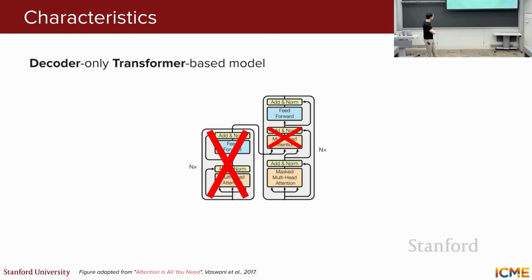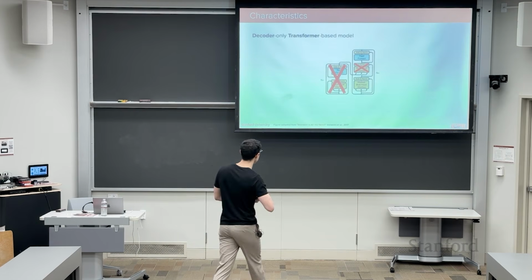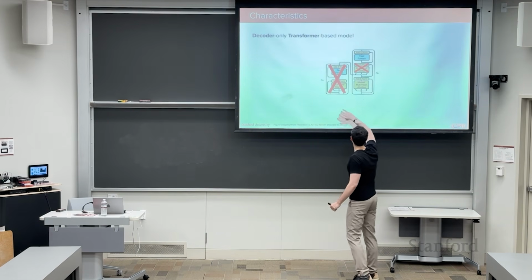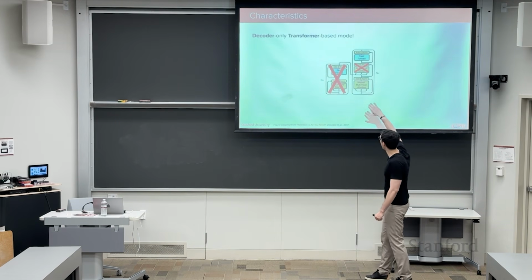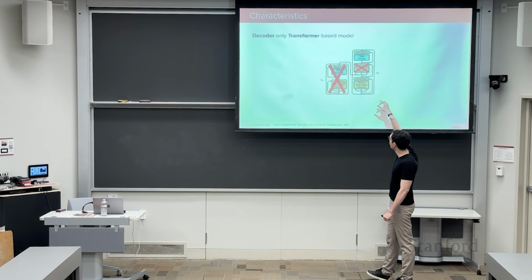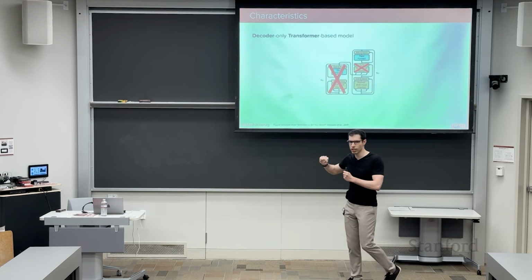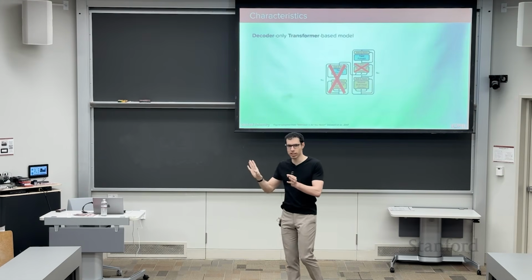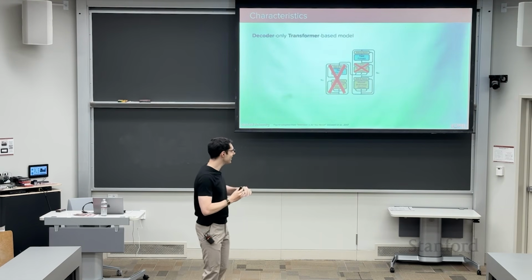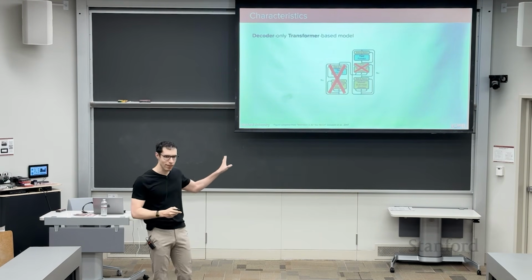Cool. And as we saw before, these models are decoder only. So here what we do is we remove the encoder, we only keep the masked self-attention, the feed-forward neural network, and then the addition and normalization. So we only keep this.